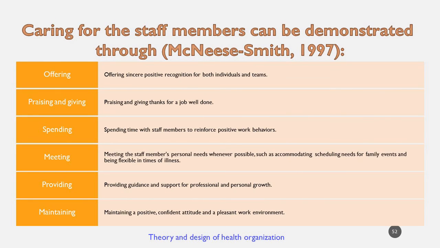According to McNeese-Smith 1997, caring for the staff members can be demonstrated through offering sincere positive recognition for both individuals and teams, praising and giving thanks for a job well done, spending time with staff members to reinforce positive work behaviors, meeting the staff members' personal needs whenever possible, such as accommodating scheduling needs for family events and being flexible in times of illness, providing guidance and support for professional and personal growth, and maintaining a positive, confident attitude and a pleasant work environment.